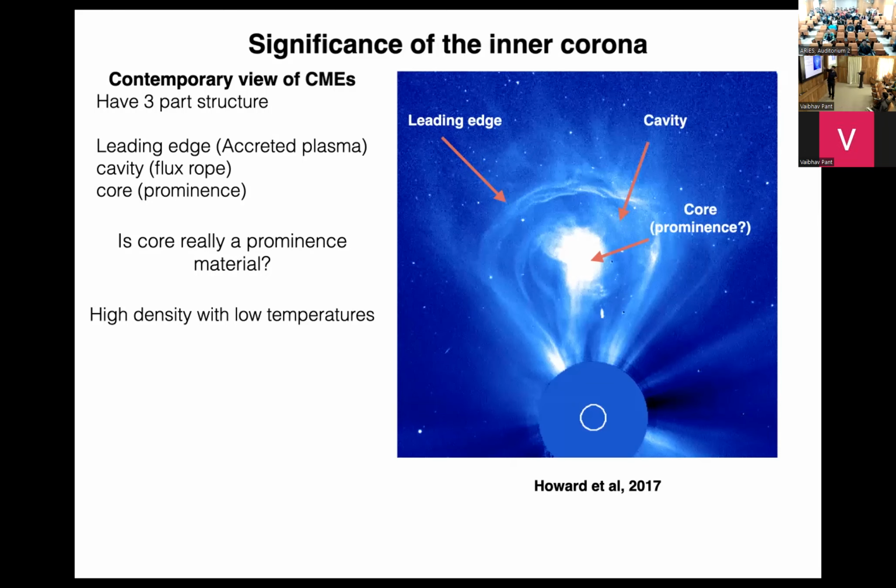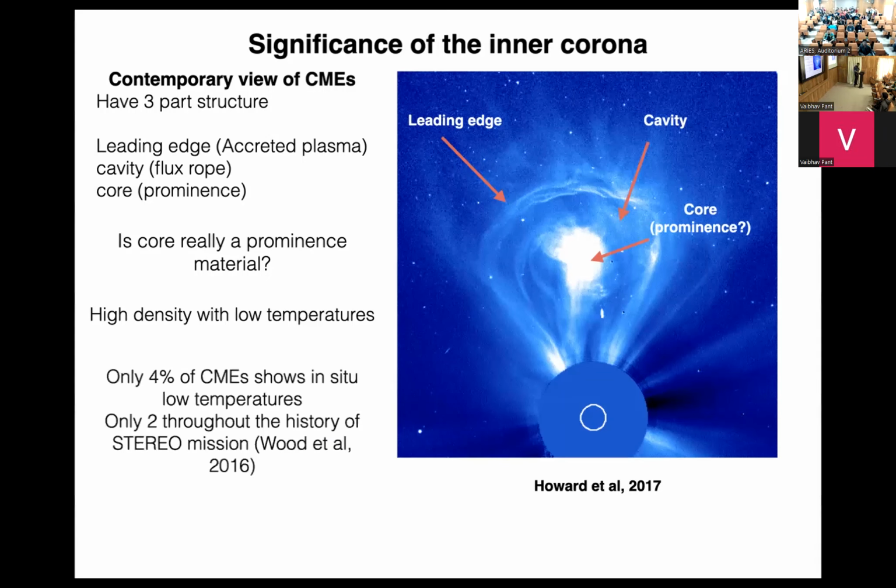The question is that people used to believe that it is a prominence material which is cool, but this is not the case now. When the CME reached Earth and people started measuring the temperatures of this region and this region, they found that only 4% of CMEs show the signatures of low temperature. What about the other 96% of the CMEs? So the question is whether the CME core is really a prominence, or it is something else, or it's just a line of sight effect.